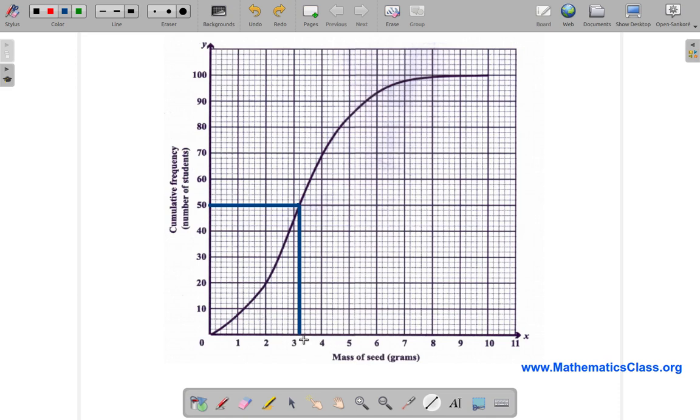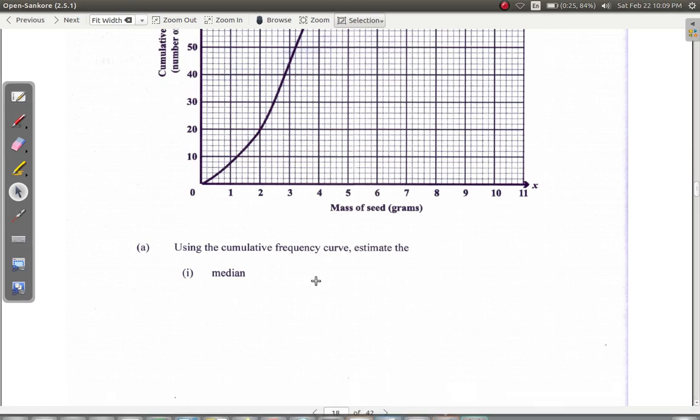I see that these tiny boxes represent not 2 units, but 0.2 units. So you have 3, 3.2, 3.4, 3.6, and then you have 4. So this looks like 3.2. All right. So using the cumulative frequency curve, estimate the median. 3.2.